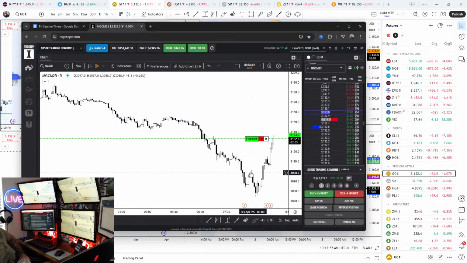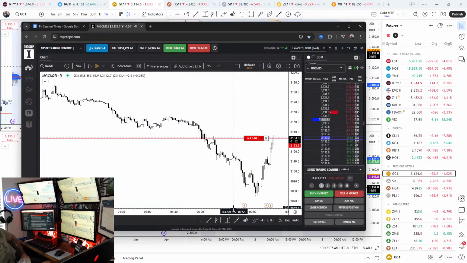So I currently just have 2 micro golds here. Very small size. Added one more. S&P, new lows, Dow, tanking. US stocks extending, Nasdaq down 5%.